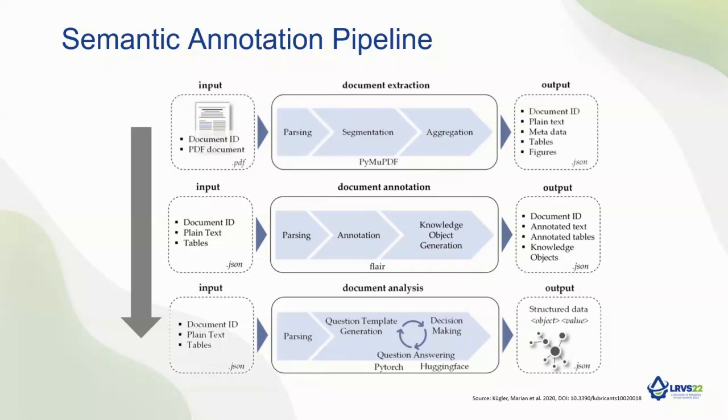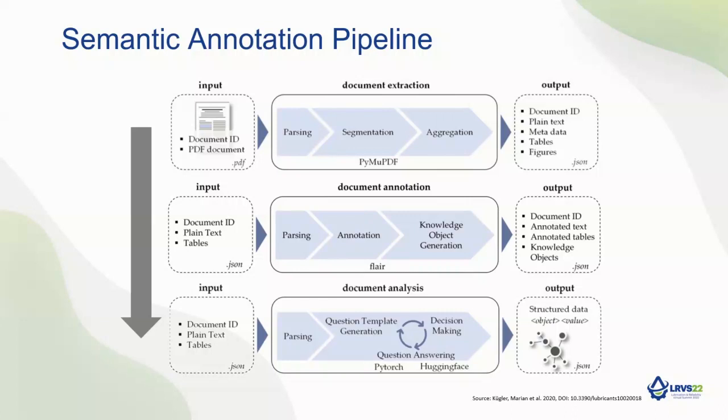The first module performs the pre-processing step, where plain text as well as elements like figures, charts, or tables are extracted by parsing, segmentation, and aggregation. The document annotation module performs the actual annotation process. Due to the knowledge object generation, different terms used to describe the same entity within a text are aggregated to a single object. The generation of knowledge objects is mainly based on identifying acronyms and synonyms.